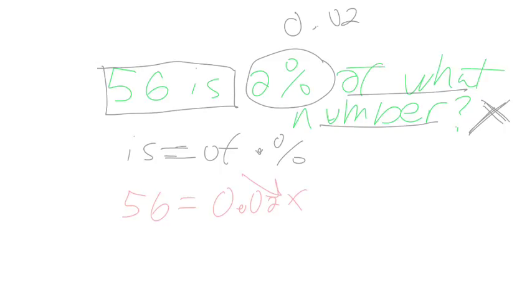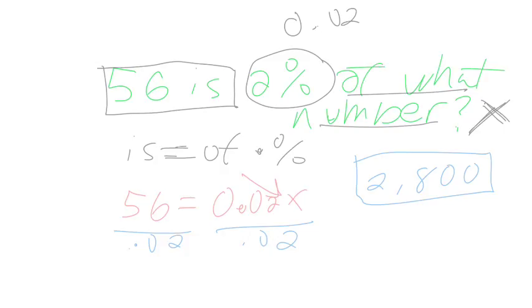but I'd rather just have you have an understanding of solving equations. Since we have 0.02 times x, the way we solve for x is we divide both sides by 0.02. So if we divide 56 by 0.02 using our calculator, we get 2,800. And that should make sense because we're given the is, and that's 2%, a small percentage of 2,800.